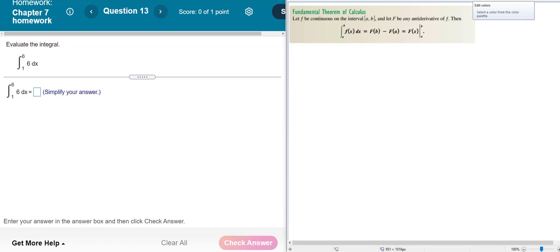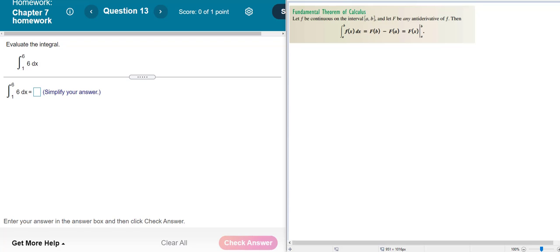So in this section, we'll be using the fundamental theorem of calculus. And what it says is, let f be continuous on the interval from a to b, and let capital F, the original function, be any antiderivative of f. So the derivative has been taken, and we're going to go back and find the original function. Then the integral from a to b of f of x dx is the original function at b minus the original function at a, and it's written capital F of x, b to a.